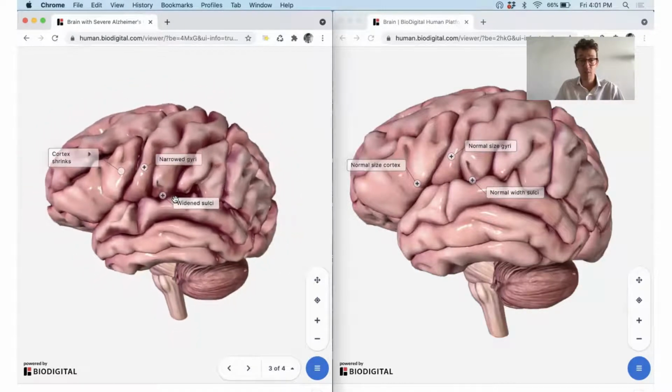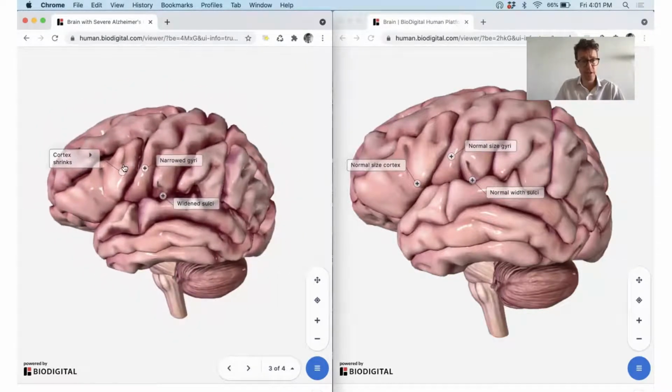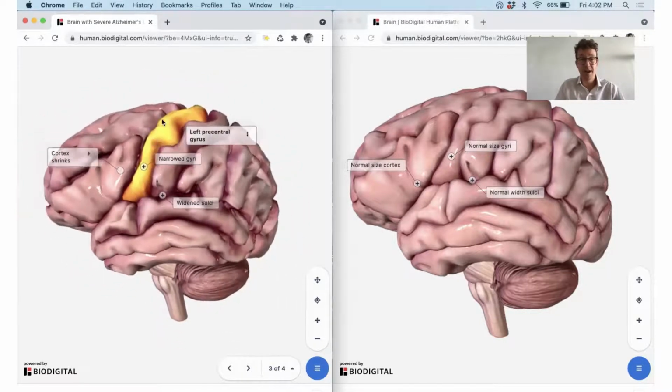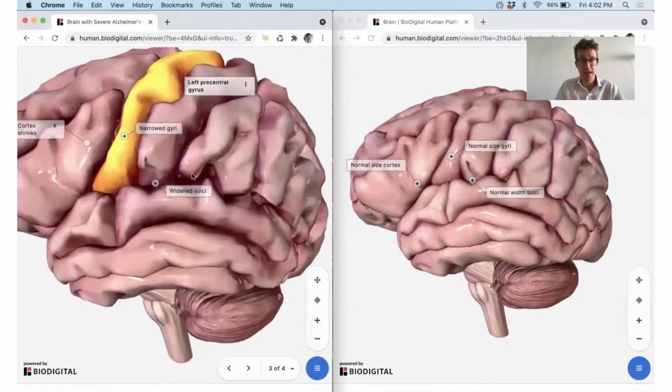So it's actually smaller. And if you look closely, you'll see that the gyri, so this is a gyrus right here that I'm going to select, they actually become narrower than these thicker gyri of a regular brain, as well as the sulci here, they get wider because the gaps in between these smaller gyri are bigger. So those are the things that you want to look out for. And this is what you would find on autopsy.